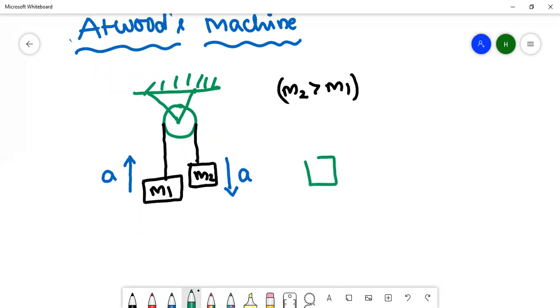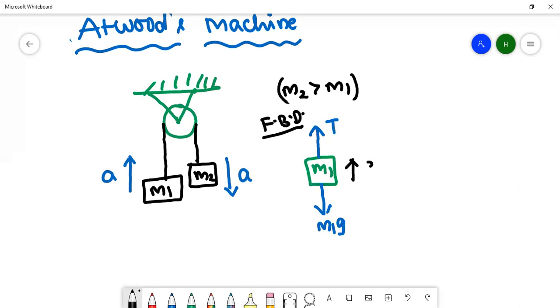Here M1, I'm going to take. So for this, the tension, this is connected by a string. When it is connected by a string, tension will act upwards. So tension will be acting upwards. Weight always will act downwards. So here first we should take the free body diagram. So I'm going to take the free body diagram, FBD. So here the acceleration of the body is moving upwards, so tension force is acting upwards.